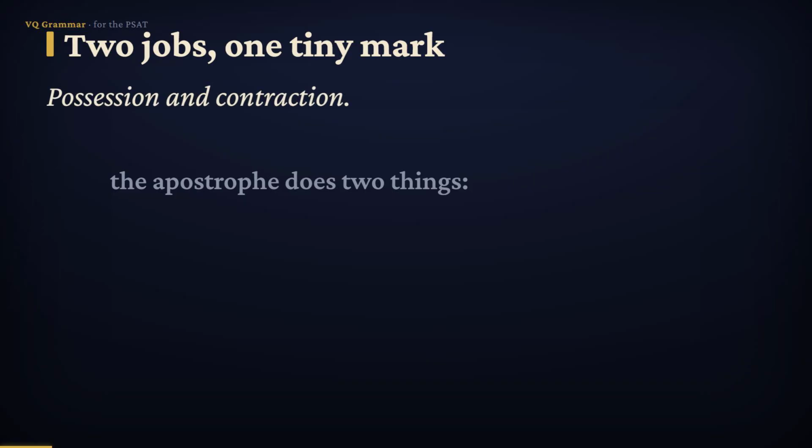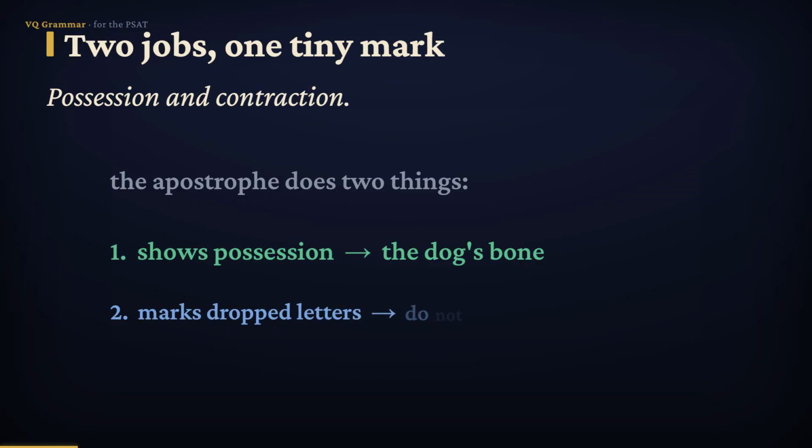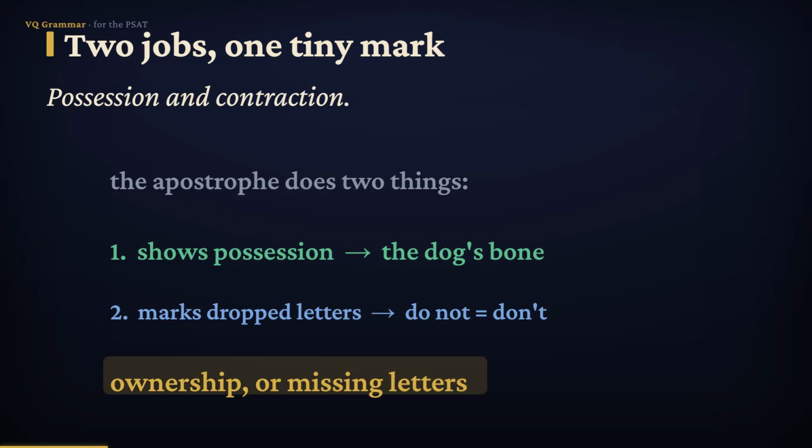Let's lay out the two jobs. Job 1. The apostrophe shows possession, that something belongs to someone. The dog's bone means the bone of the dog. Job 2. The apostrophe marks dropped letters in a contraction. Do not, squeezed together, becomes don't, with the apostrophe where the O was removed. So every apostrophe is doing one of two things, showing ownership or marking missing letters.